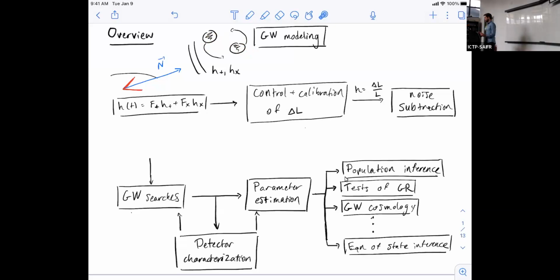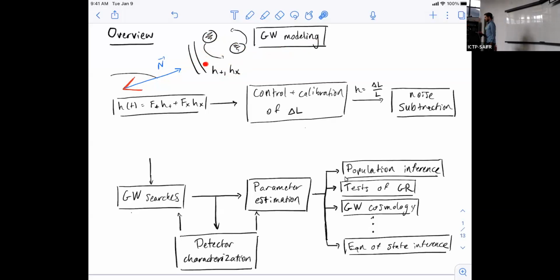So gravitational wave modeling plays an essential role in the entire data analysis pipeline for these compact binaries. We've already had two great talks giving a full overview of different aspects of gravitational wave models. So I'll take for granted that we have a way of predicting the gravitational wave plus and cross polarizations emitted from a system at some location in the sky relative to a gravitational wave detector, given the binary's parameters. So we can do that.